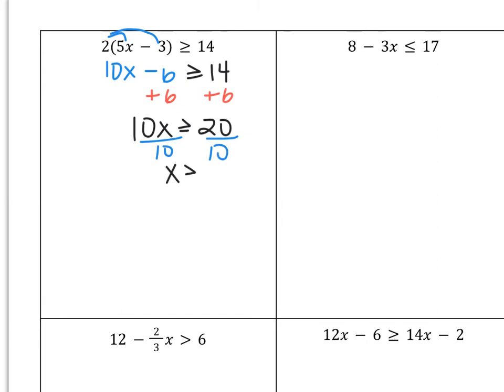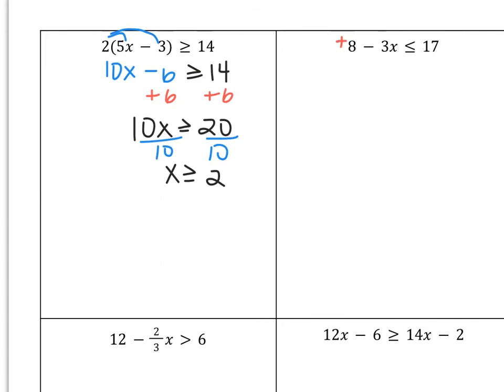So x is greater than or equal to 2. Nothing funny going on in this problem, so we move on with our life. This next one is one of my favorite questions for us to do. I would like you to read this equation in your head. Hopefully you're saying 8. Okay, did you say -8? No, you said 8. So that's a positive 8 there.